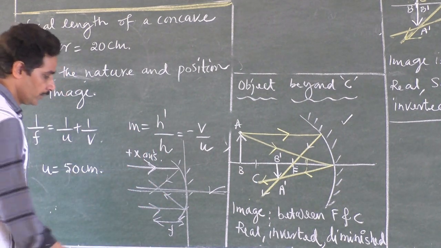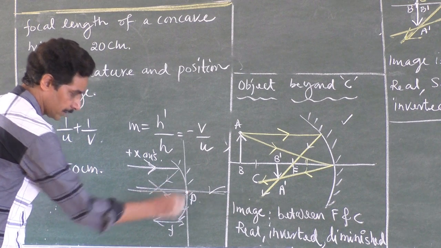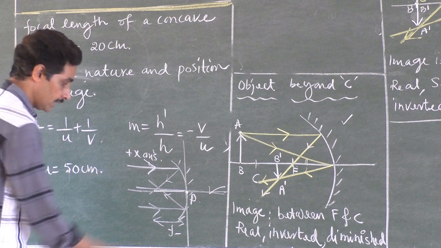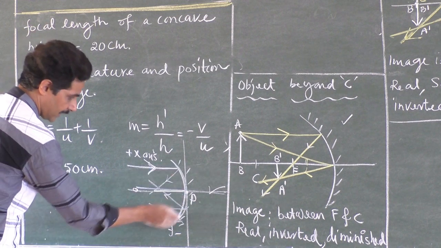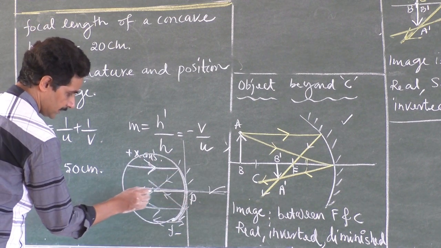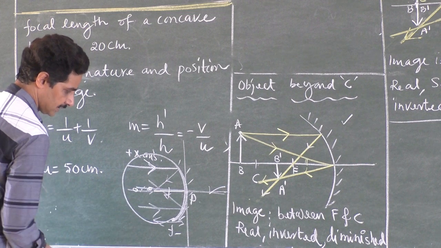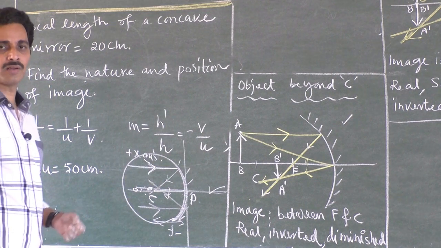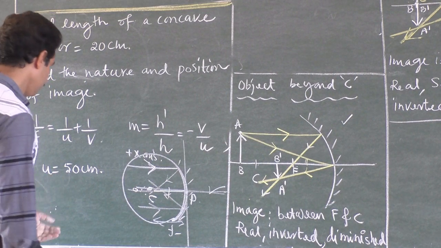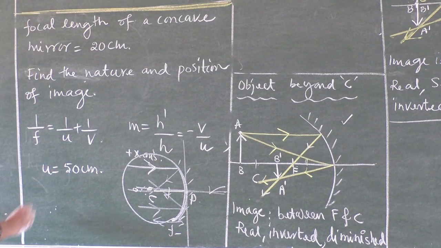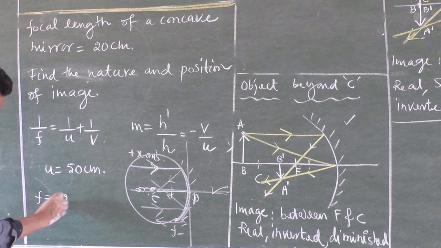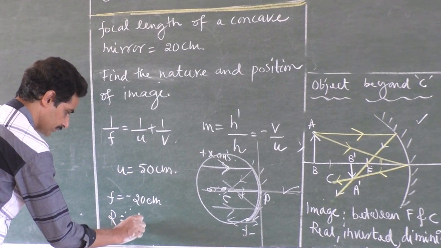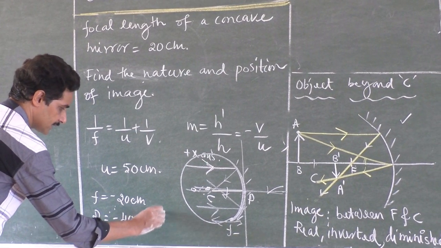So now, all the distances are measured from the pole. The focal length comes on the left hand side, negative. The center will be here because this is part of a sphere. The center will be somewhere here. Of course, if this is the focus, this is the center. Radius is negative for a concave mirror. So the focal length, strictly, is minus 20 centimeters. And the radius is minus 40 centimeters because R is equal to 2f.